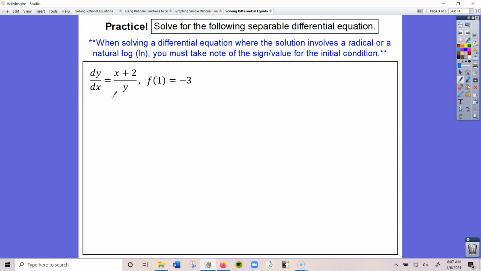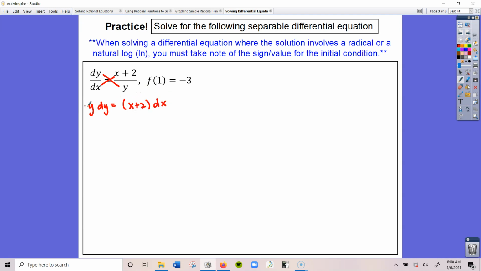A differential equation is sometimes called a separable differential equation simply because you can separate those variables, which is exactly what we do here. We want to get the y's on one side and the x's on the other side. If you look at your equation here, the y's are diagonally across, and so are the x's. So what you can do, which is what we did before without really saying so, is cross multiply. So dy times y is y dy is equal to x plus 2 dx.